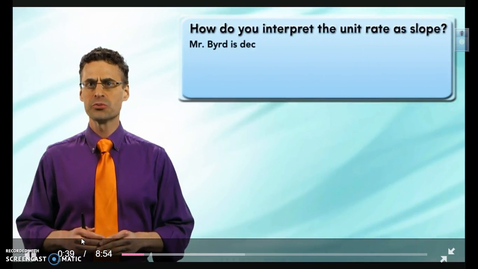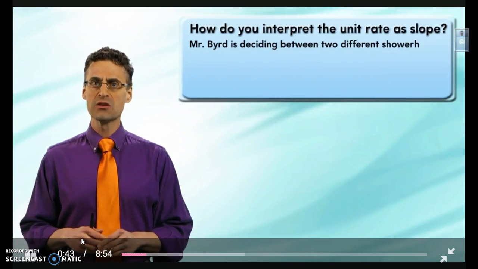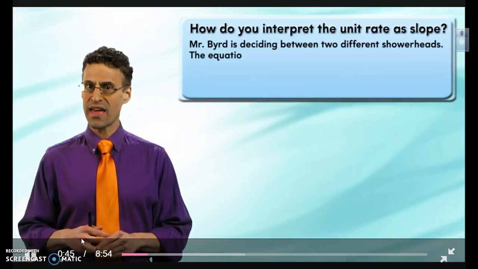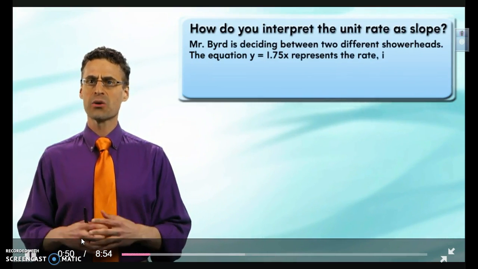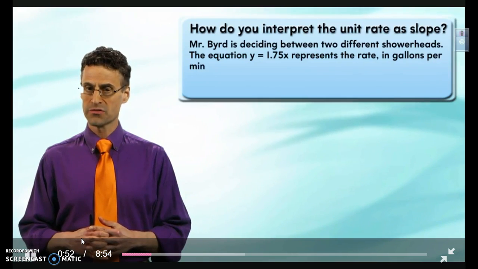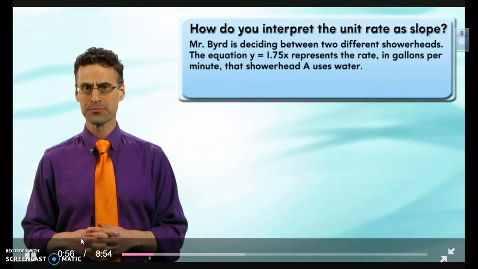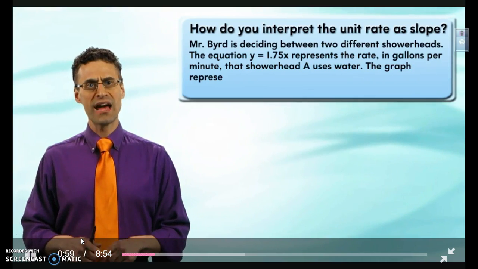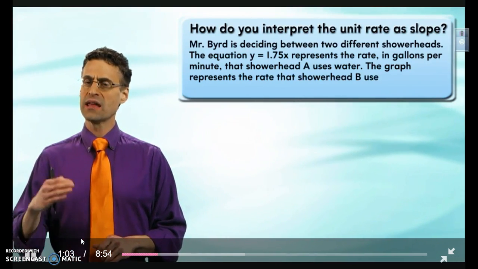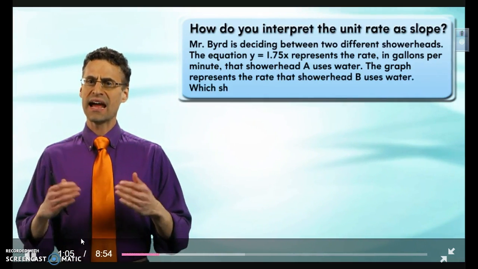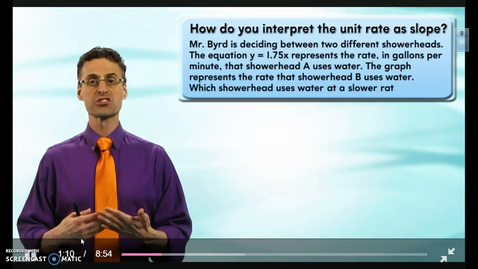Mr. Bird is deciding between two different shower heads. The equation y equals 1.75x represents the rate in gallons per minute that shower head A uses water. So that means that the water is coming out at a speed of 1.75 gallons per minute. Now, I'm going to show you a graph that represents the rate that shower head B uses water. And our challenge is to figure out which shower head uses water at a slower rate.